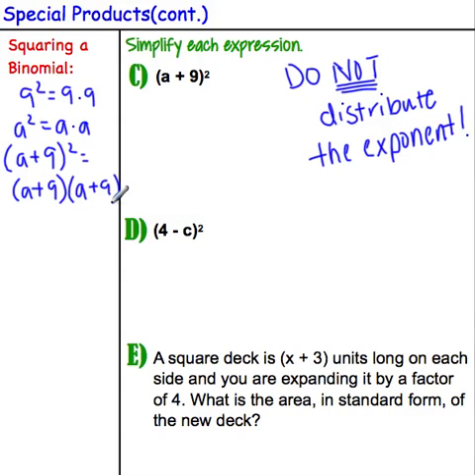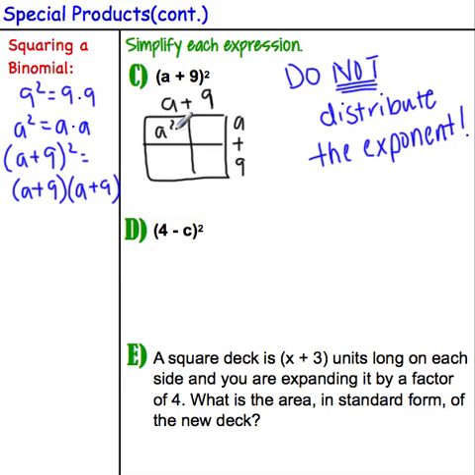So that being said, I'm going to use the box method for this one because I feel like switching it up this time. We have a plus 9 up across the top, and we have a plus 9 down the side. Make our box. A times a is a squared. 9 times a is 9a. 9 times a is still 9a, and 9 times 9 is 81.